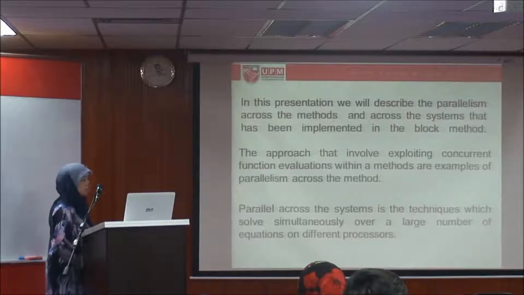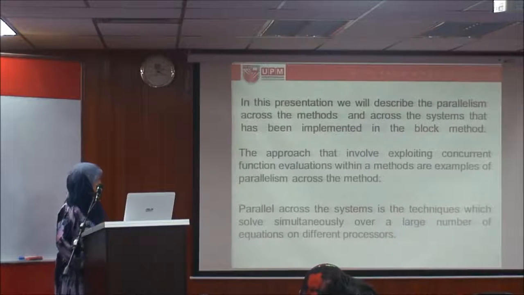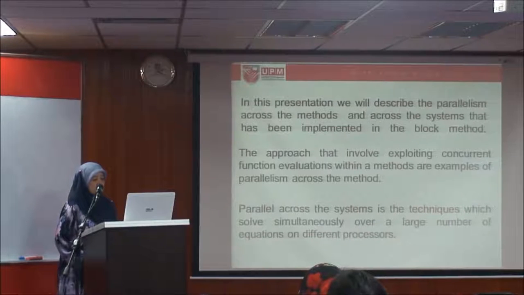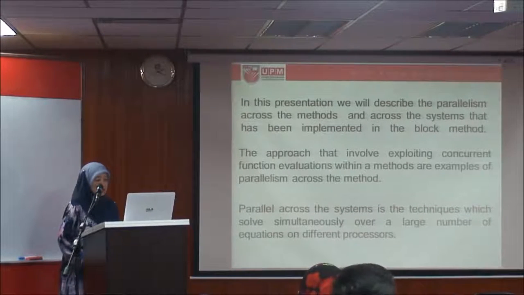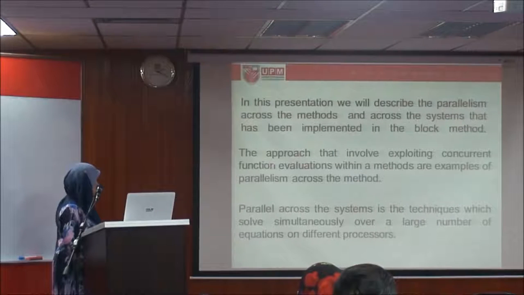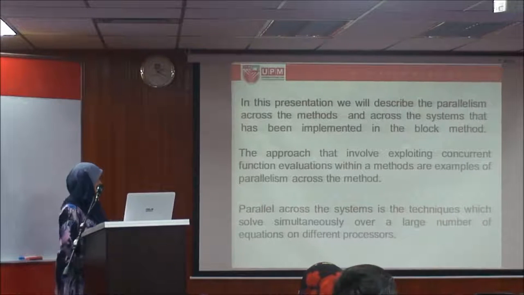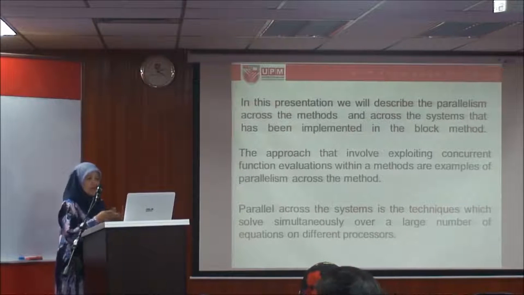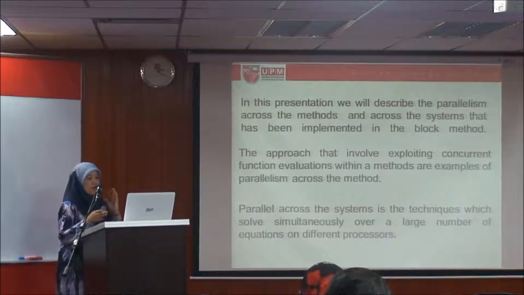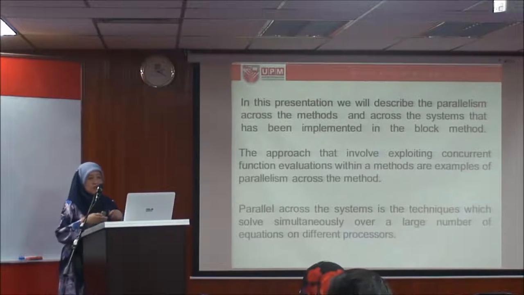Like I mentioned to you, I'm going to describe the parallel across the method and across the system for this method that we proposed. The approach will involve exploiting concurrent function evaluations within a method, an example of parallel across the method. When we have the calculation, it will involve function evaluation. So when we apply the parallel across the method, we divide the function evaluation among the processors. For example, if we have four processors, the four processors will each have their part for solving the calculation.